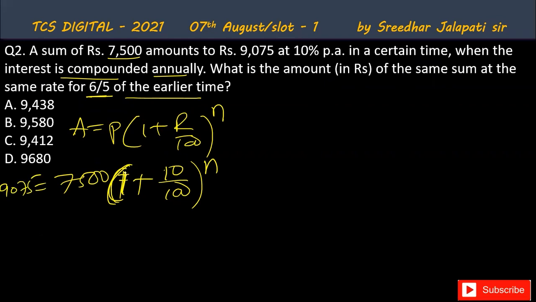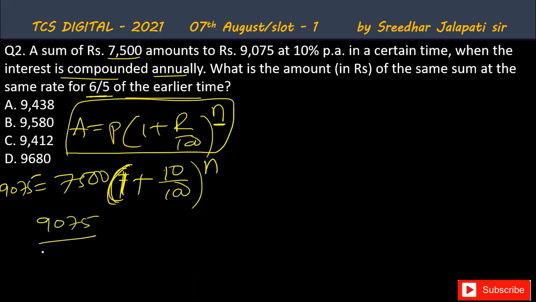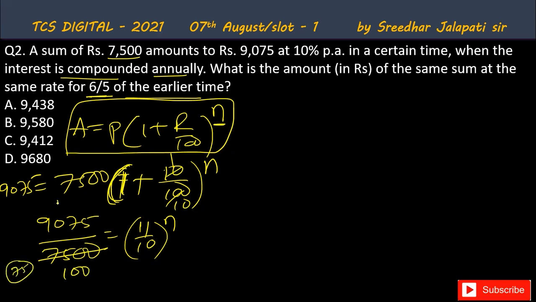Right. So in this equation, A is equal to P into 1 plus R by 100 whole power n, we do not know n, and the rest are all given. So if I bring that 7,500 to the left hand side, 9,075 by 7,500 is equal to, simplifying, 10 ones are 10, 10 tens are 100, 1 plus 1 by 10 is 11 by 10, whole power n. Now on the left hand side, if I simplify these values, I think we can cancel with 75. 7,500, I'm cancelling with 75.